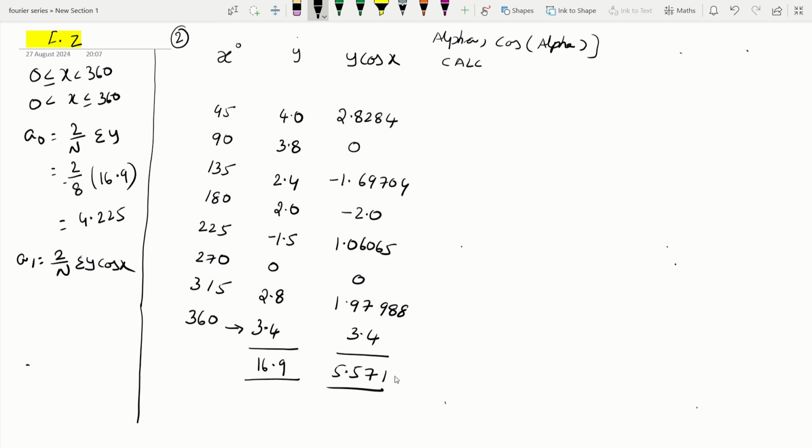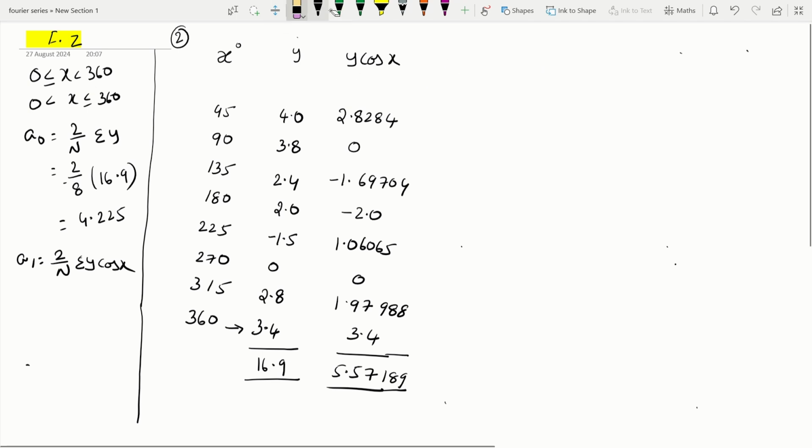5.57189. Use the calculator. If you don't know how to use the calculator, give a comment under this. I'm going to make one more video on how to use the calculator like that, then you can learn. So 2 by 8 summation y cos x, we got the answer 5.57189. So A1 answer, let me calculate how much we are going to get. A1 is 1.393.